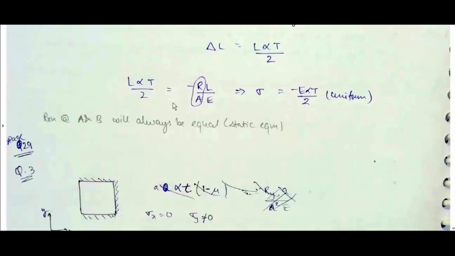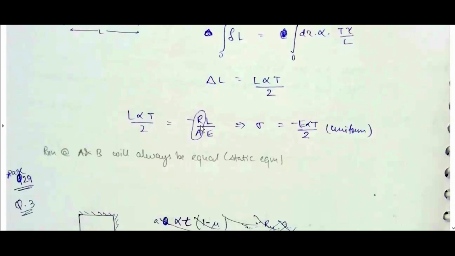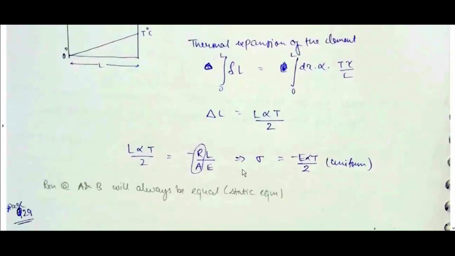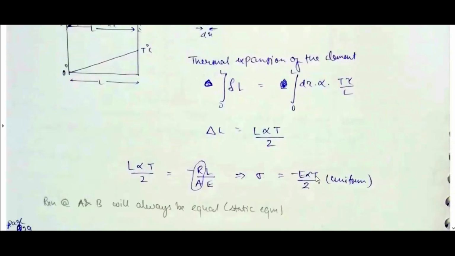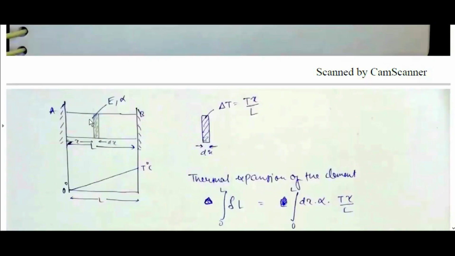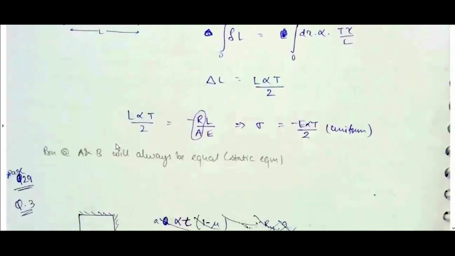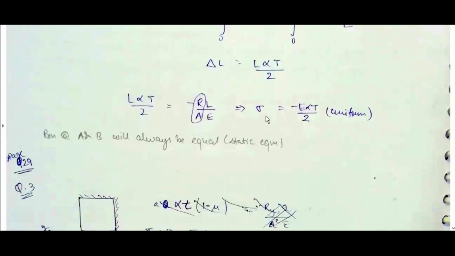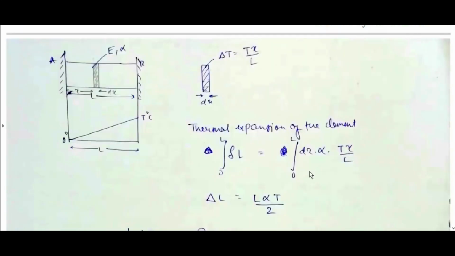L alpha T by 2 is equal to minus RL by A. Sigma is equal to minus E alpha T by 2, which is uniform. Reaction at A and B will always be equal. Even though temperature is different at A and B, reactions at A and B will always be equal, and stress is also uniform. Sigma is equal to minus E alpha T by 2. This is how we get it.